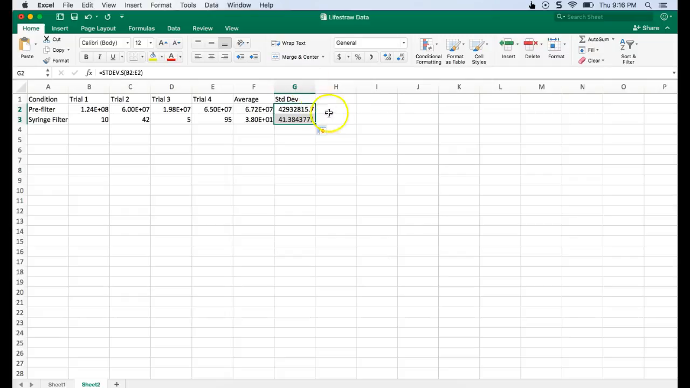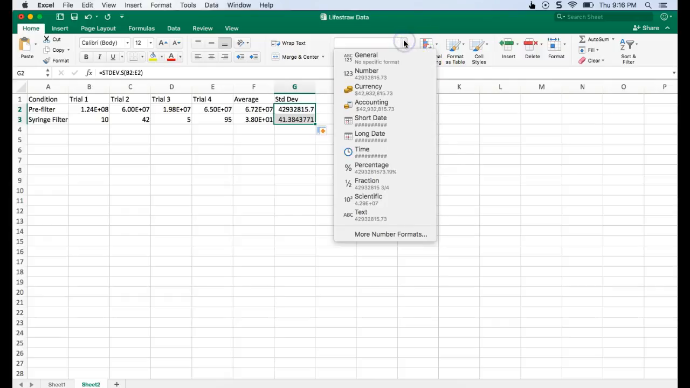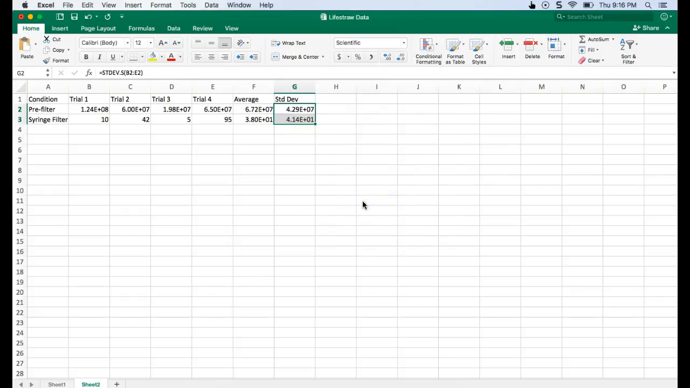And just to make life simple for myself, I'm going to go ahead and turn this into scientific notation to make life easier. And if I go right here to scientific, I can do that and then get an idea of the variability in the data relative to the average.